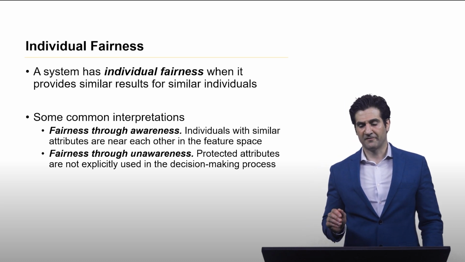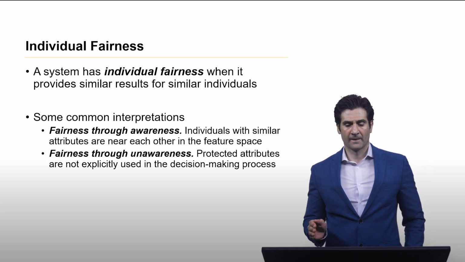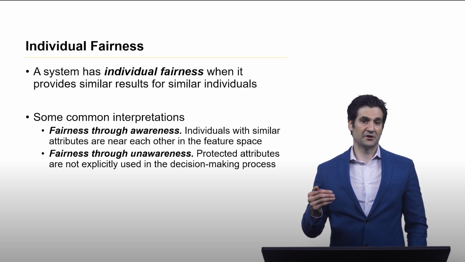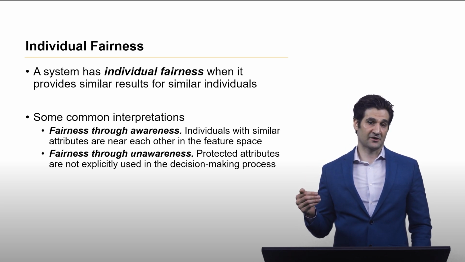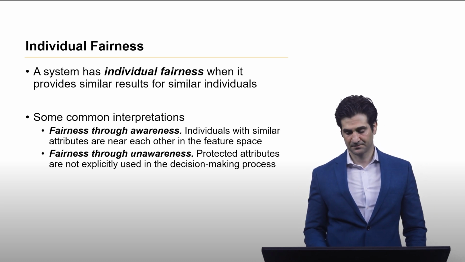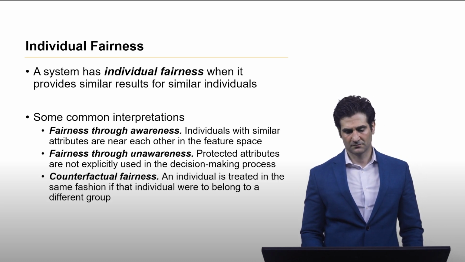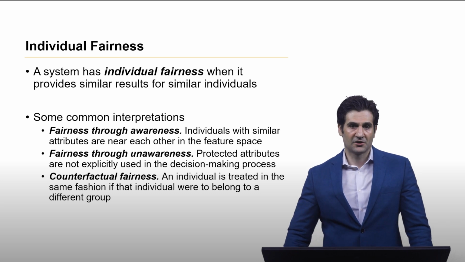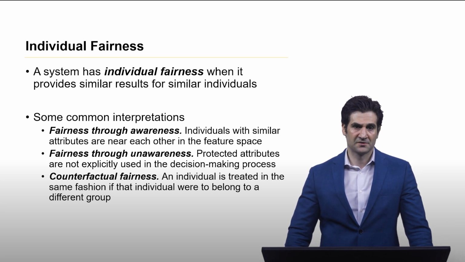The next is called fairness through unawareness. And this is simply ensuring that protected attributes are explicitly not being used in the decision-making process. And a third one is counterfactual fairness.